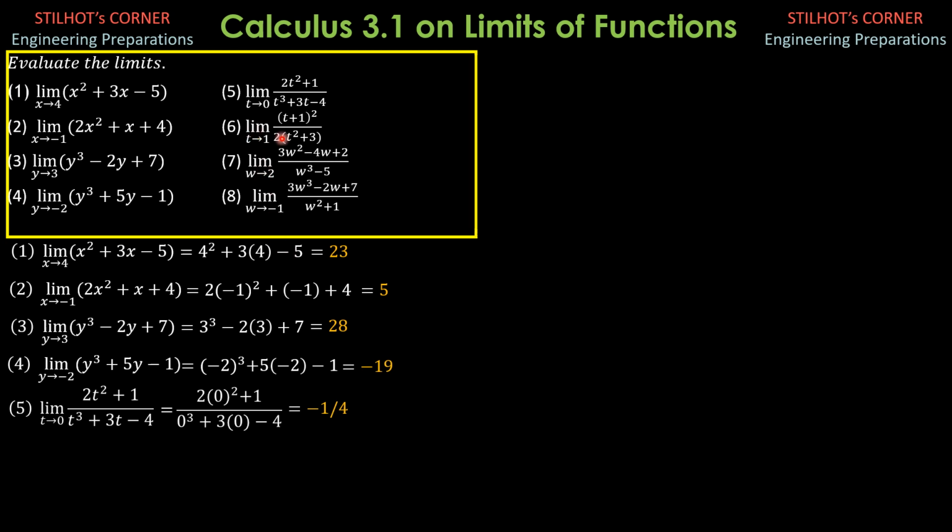Number 6, limit as t approaches 1, so the denominator is not 0, so substitute 1 plus 1 squared over 2 quantity 1 squared plus 3. So the numerator is 2 squared, so that's 4, over 2 times 4, the denominator is 8, so 4 over 8 is 1/2.